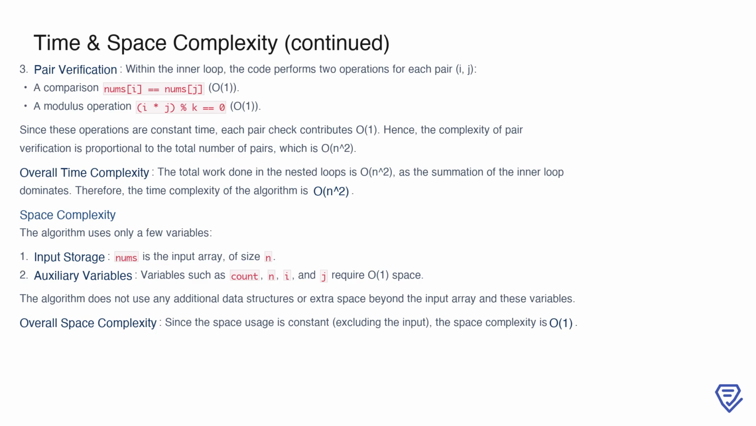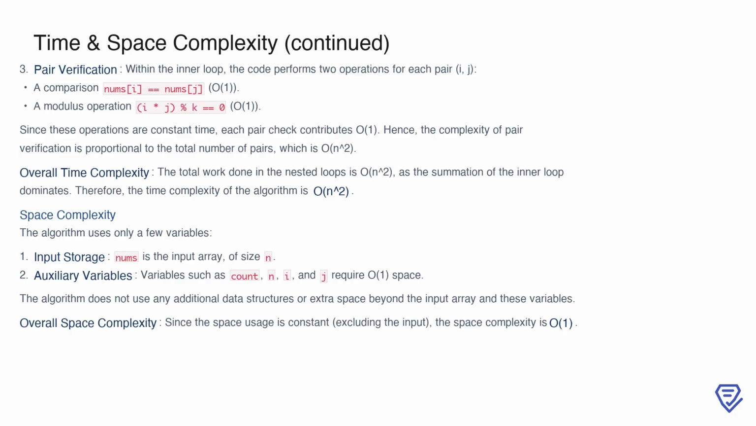Now, within the inner loop, the algorithm performs two constant time operations for each pair (i, j). The first is a comparison to check if nums[i] is equal to nums[j], and the second is a modulus operation to verify if i * j % k equals 0. Since both of these checks take O(1) time, the cost of pair verification is directly proportional to the total number of pairs. As calculated earlier, the total number of pairs is n * (n-1) / 2, which simplifies to O(n squared). Therefore, the overall time complexity of the algorithm is O(n squared), dominated by the nested loop structure.